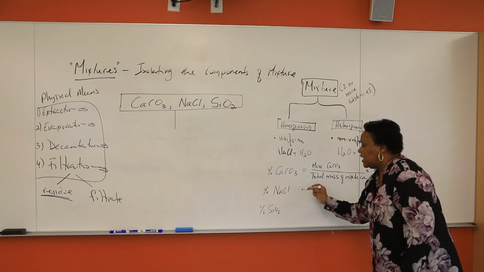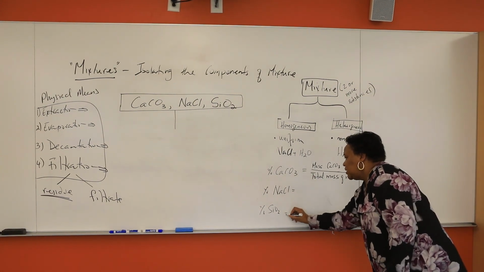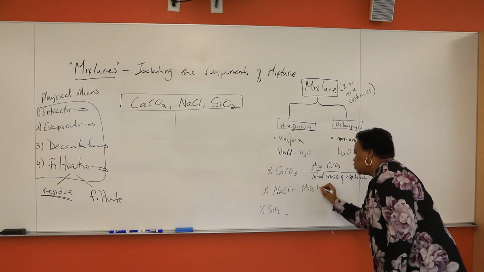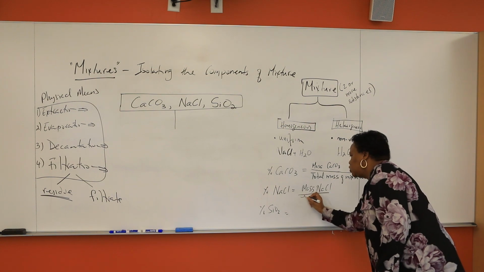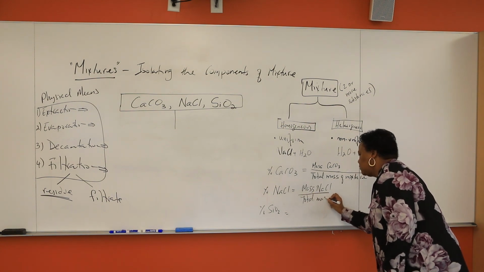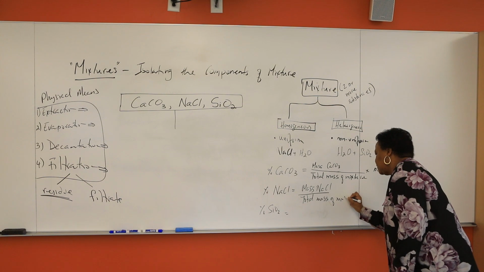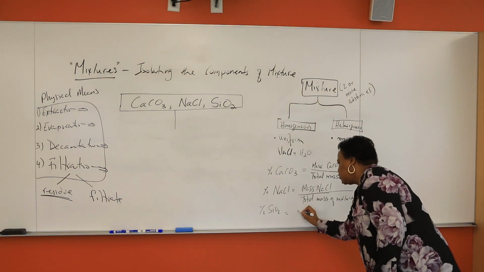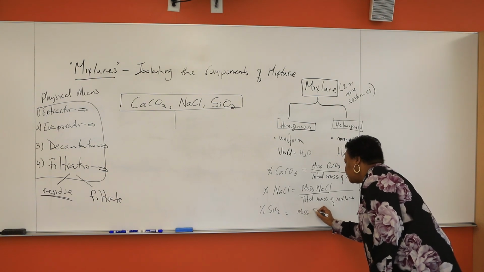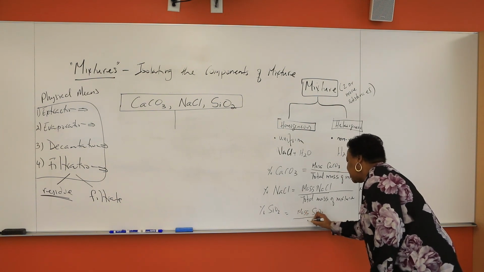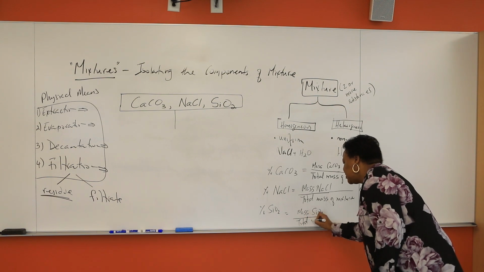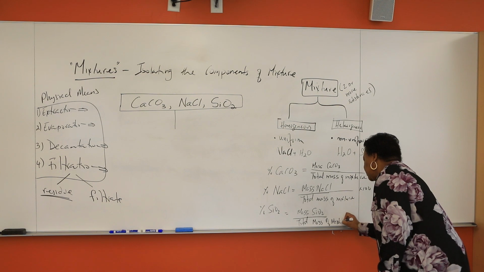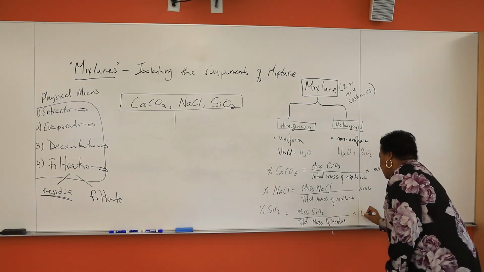You guys agree? I'm going to repeat that not just for calcium carbonate, but also for NaCl. So it's going to be the mass of NaCl over the total mass of my mixture, and again, times 100. And for sand, it's going to be the mass of sand that we obtain over the total mass of my mixture, and of course, times 100.